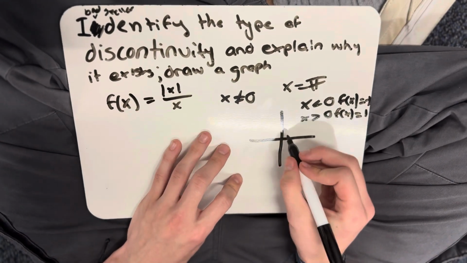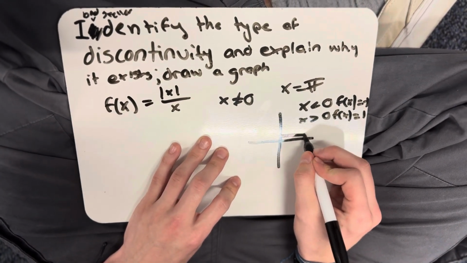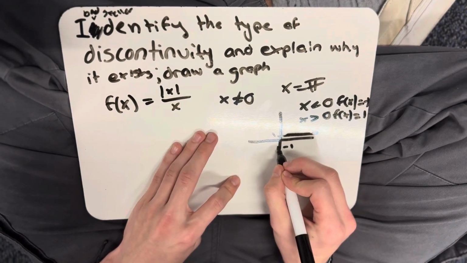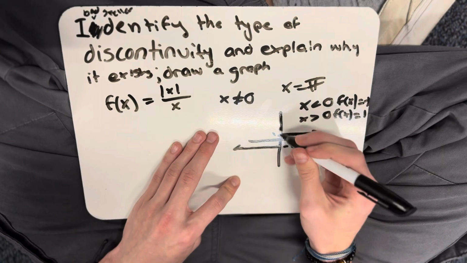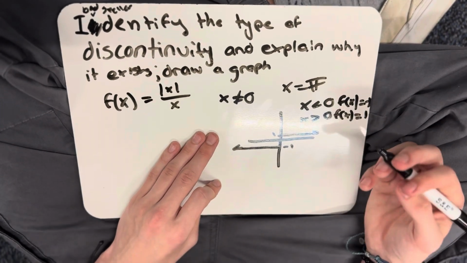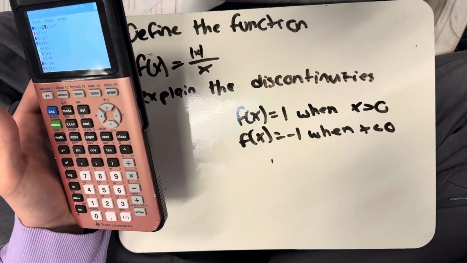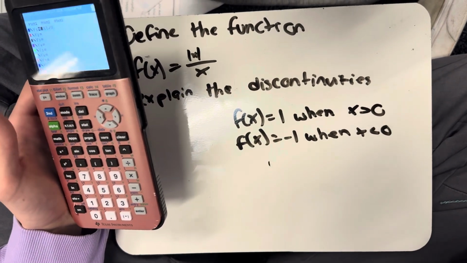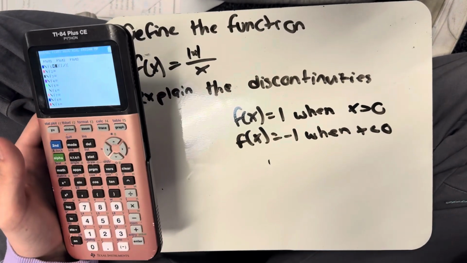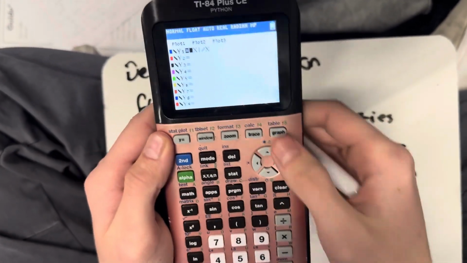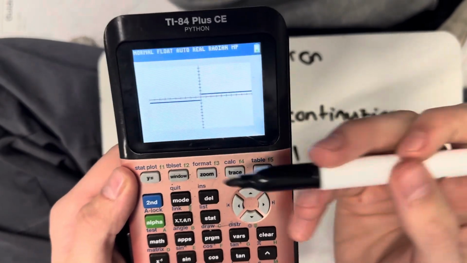So the graph would just be like this, say that's 1, and then negative 1 would be down here, and then like that. And then there'd be a disconnect here, which would make it a jump discontinuity. So this function would be a jump discontinuity because x cannot equal 0, but it can equal anything above or below 0. So if you put absolute value of x over x into the calculator and graph it, there's this disconnect right here.